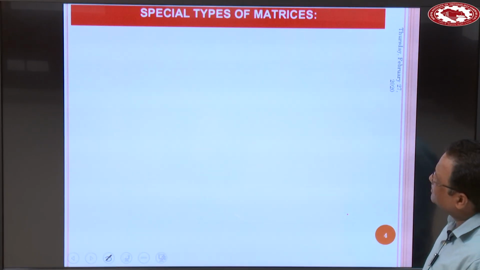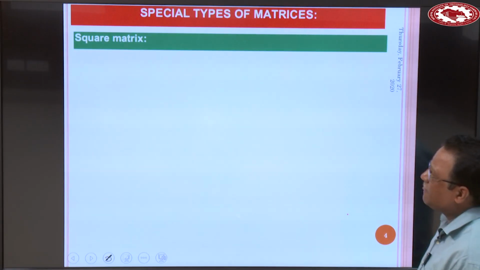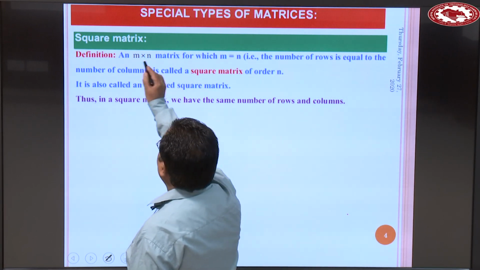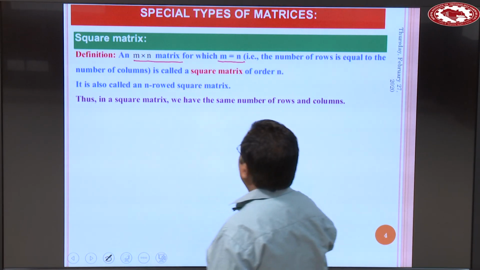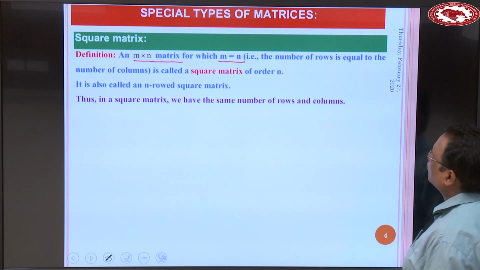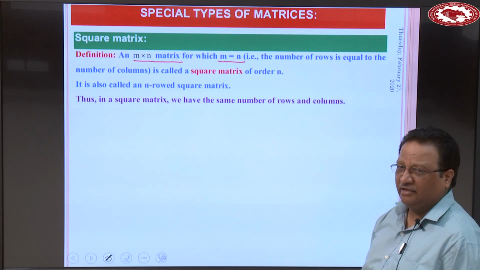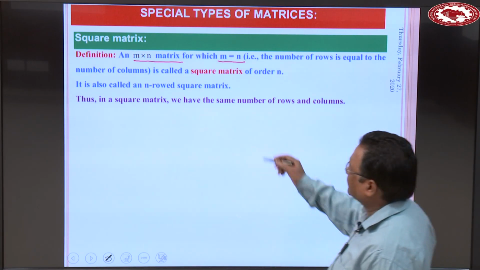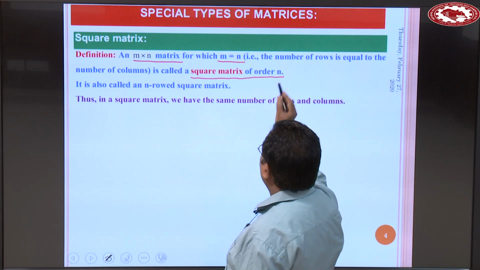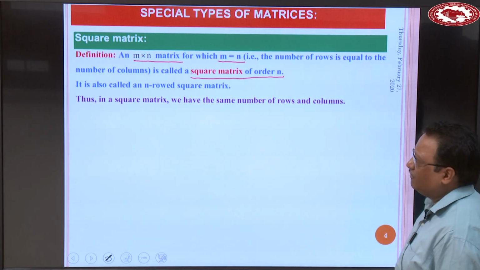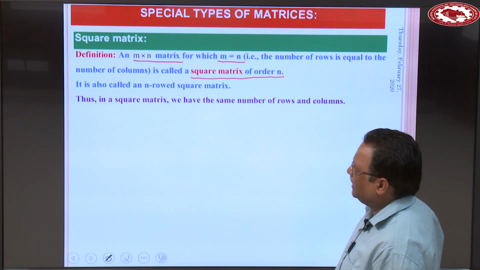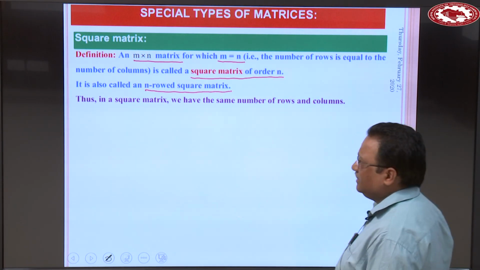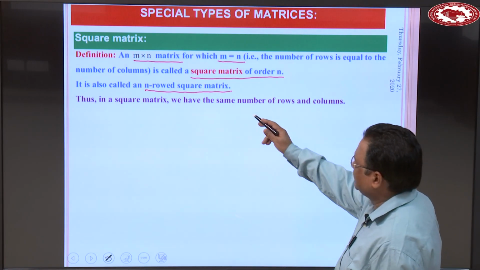So, we have special types of matrices, and the first one is square matrix. So, what is a square matrix? An m by n matrix for which m is equal to n. This means the number of rows is equal to the number of columns. So, when the number of rows is equal to the number of columns, then that matrix is called a square matrix of order n, and it is also called an n-rowed square matrix. Clear? So, in a square matrix we have the same number of rows and columns.